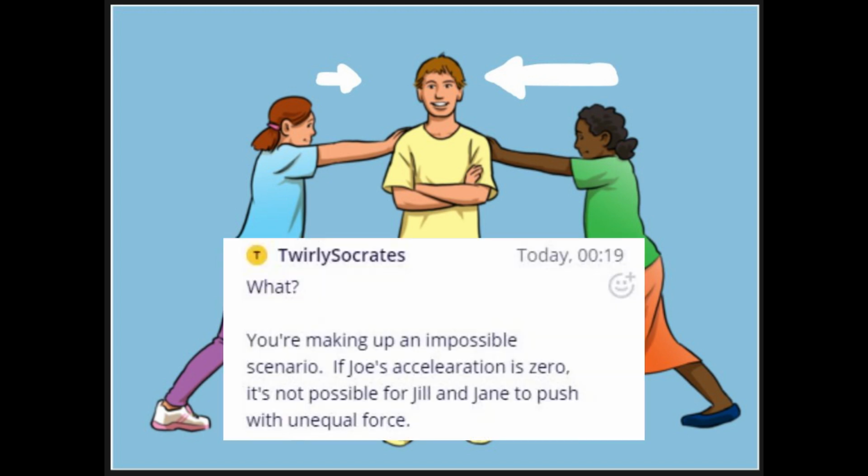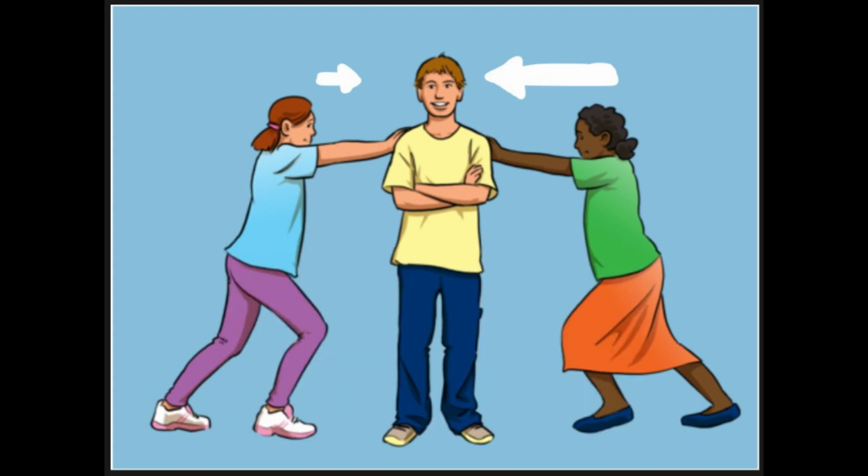What? You're making up an impossible scenario. If Joe's acceleration is 0, it's not possible for Jill and Jane to push with unequal force. This isn't impossible at all. It is only impossible by Newton's standards. Jill can barely be touching him at all, while Jane is over there leaning on him, applying a bunch of force, but not enough to overcome Joe's inertia and cause him to move because Joe is a big guy.